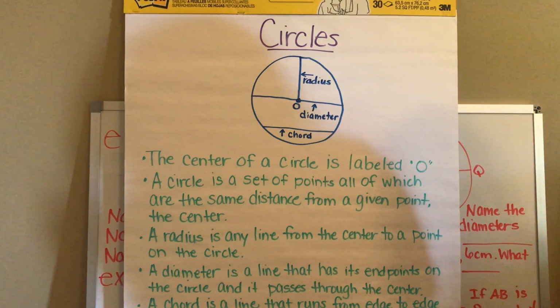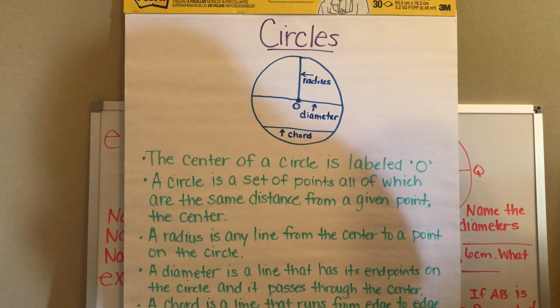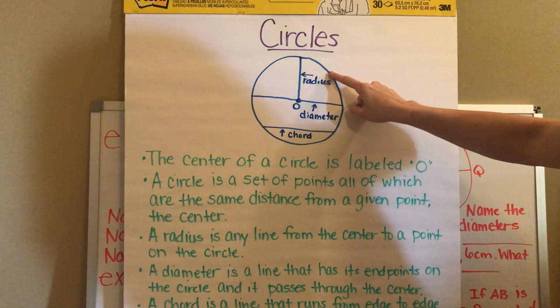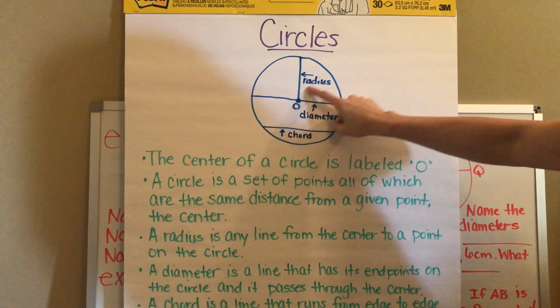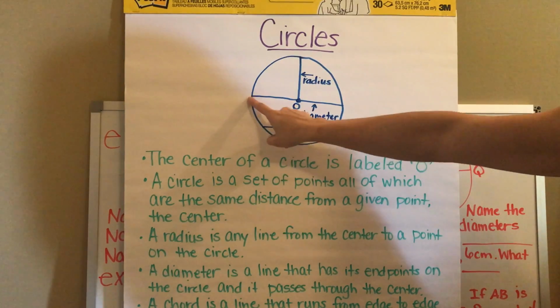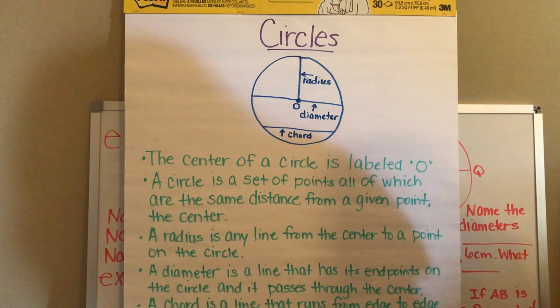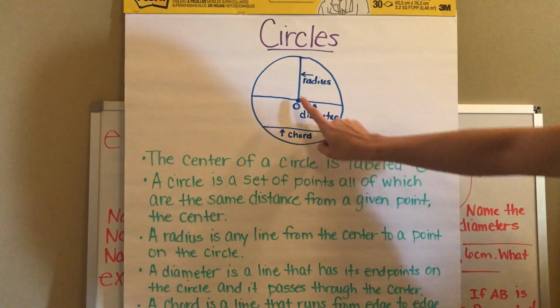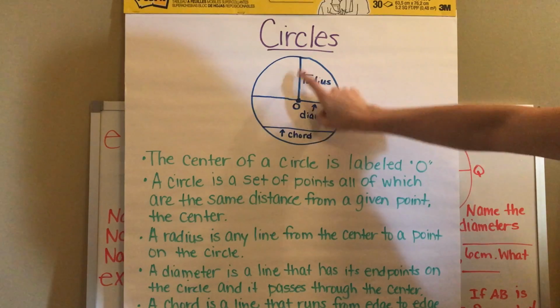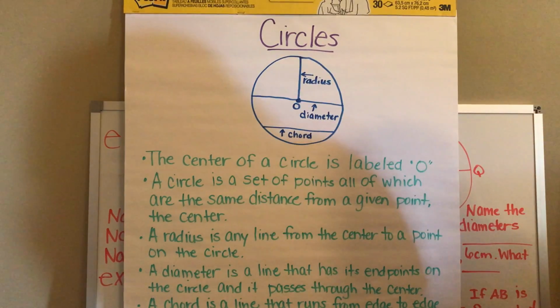So for some of the definitions, the center of a circle is labeled O. A circle is a set of points, all of which are the same distance from a given point, the center. So if you have from here to here, it's going to be the same length of diameter as it is from this point to this point. Same with the radius. A radius is any line from the center to a point on the circle. Again, the center, and then any point on the circle is going to be a radius.